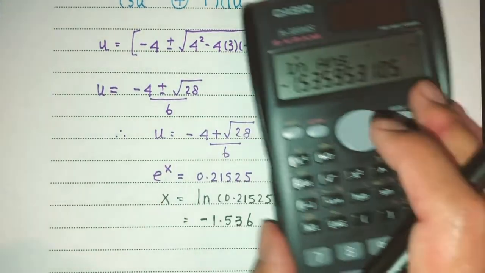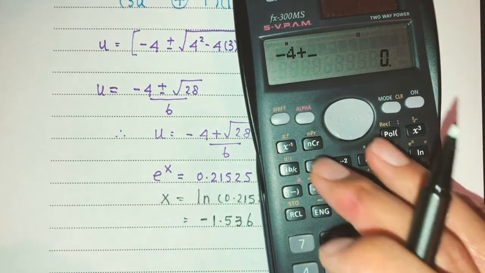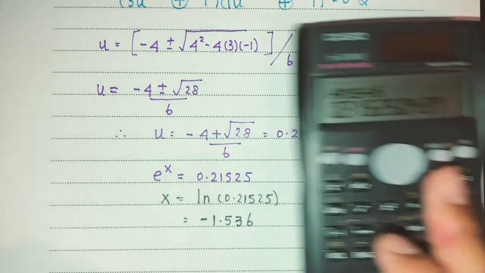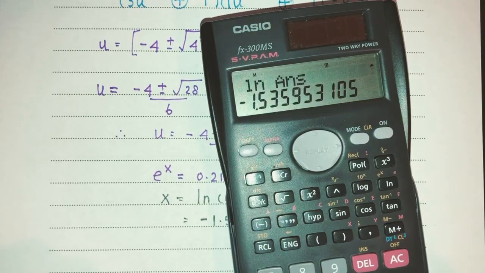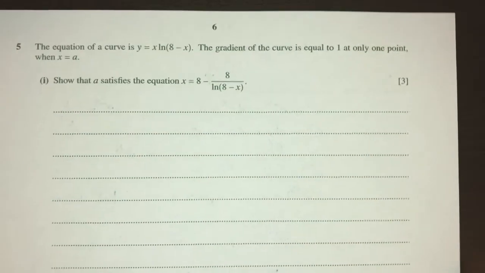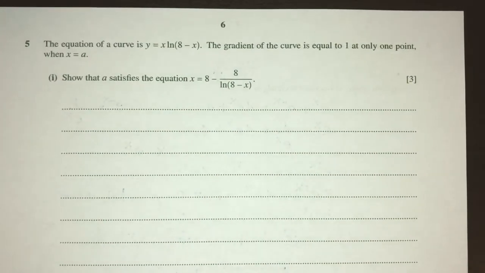Let's verify this value again just to confirm. So minus 4 plus root of 28 divided by 6. That was the value, and ln of the answer should be that value. Okay, so that will be your question number 4. Now let's move on to question number 5.